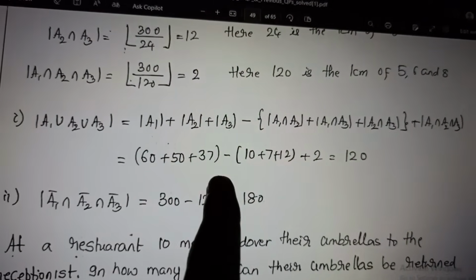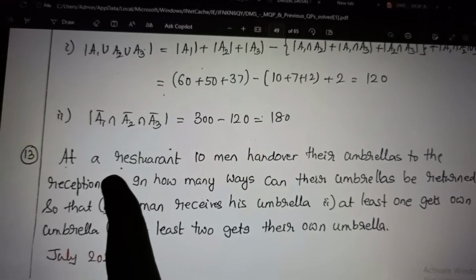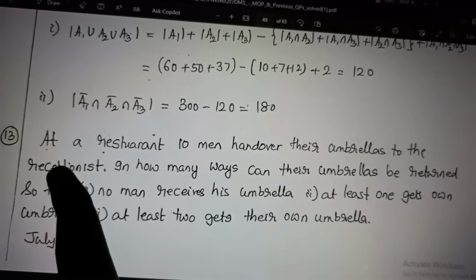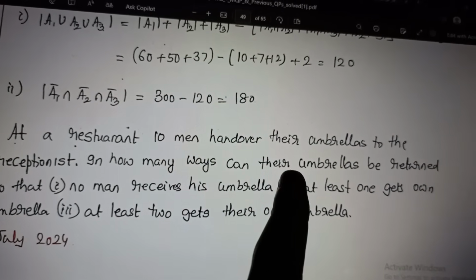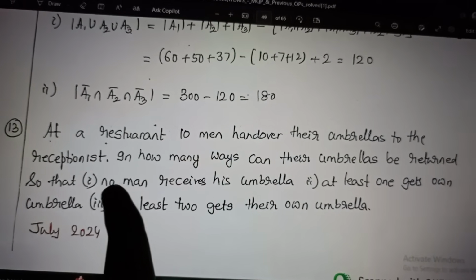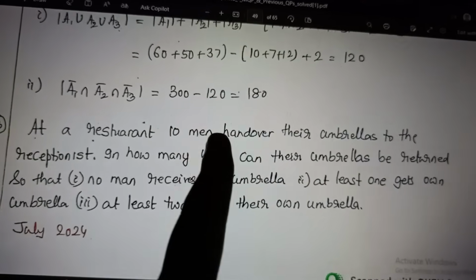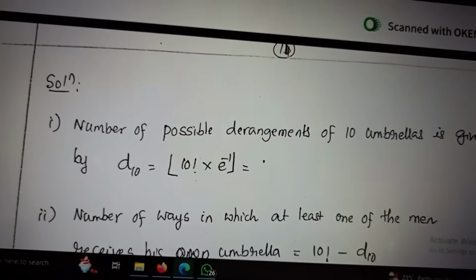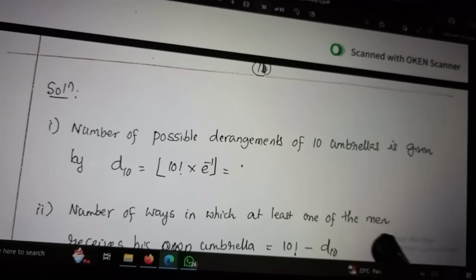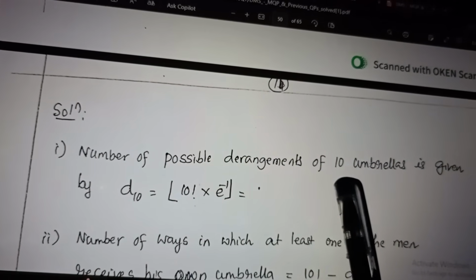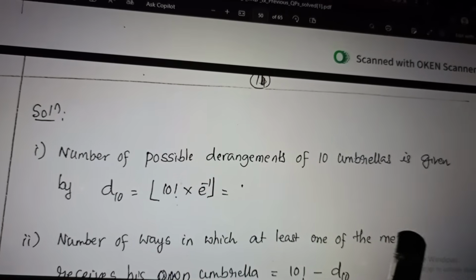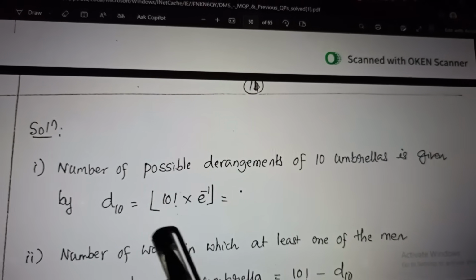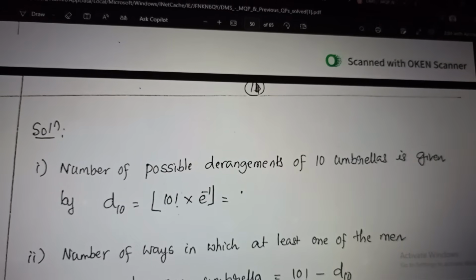Then we'll go to the next one, the 13th one, where a restaurant is there with 10 men handing over their umbrellas to the receptionist. In how many ways can their umbrellas be returned so that no man receives his umbrella? So no man, they have told. Now how will you understand that you have to apply derangement only? See, for most of the questions with the value 10, we will apply derangements. That is the thing you can guess. So D of 10 is nothing but you have to compute this value, you will get this answer.